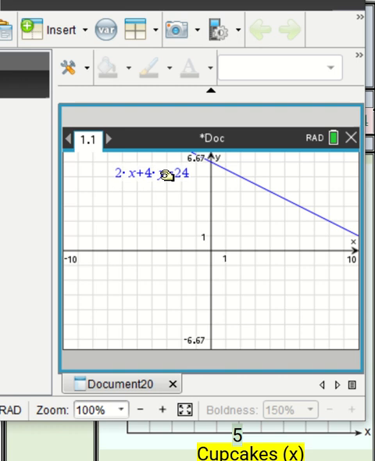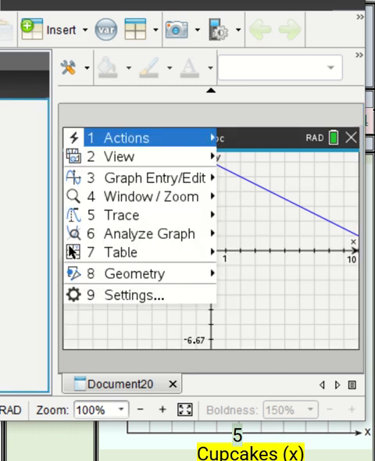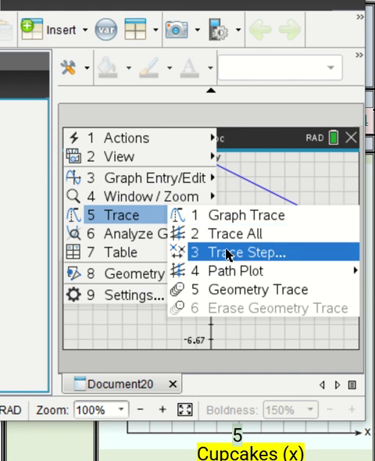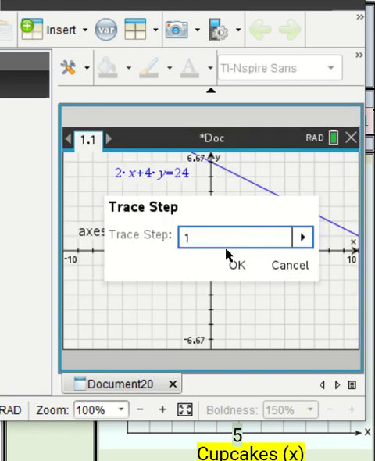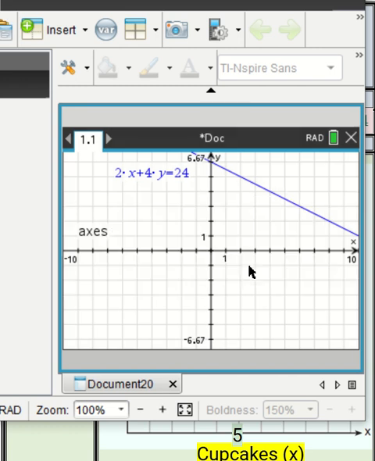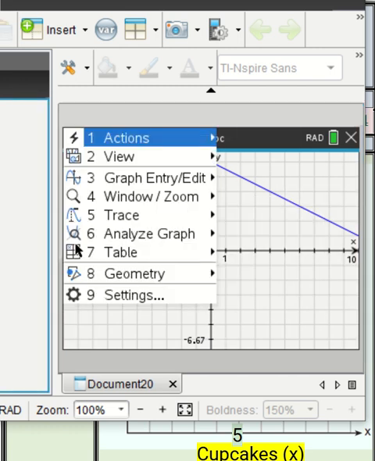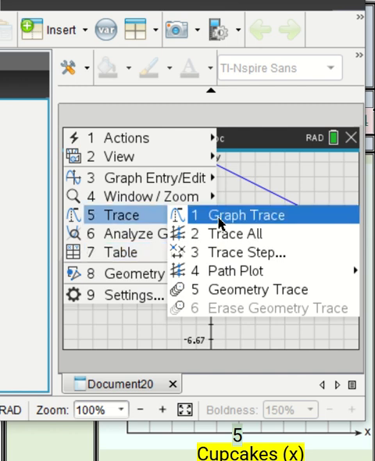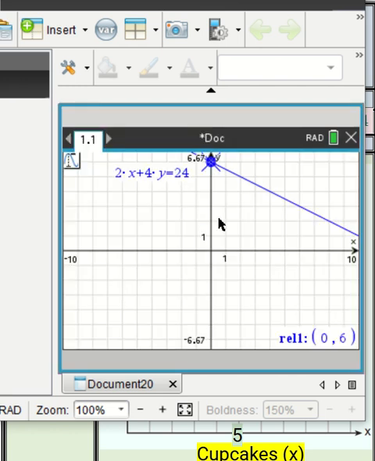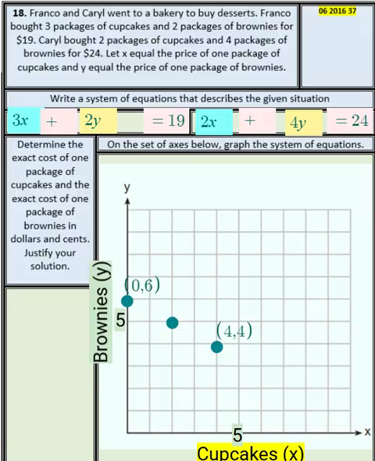Now, I'm going to go ahead and graph this line on my paper and then graph the other line. So menu 5, 3. I set my trace step to 1 and say OK. Now, when I do menu 5, 1, I can actually steal these points and put them right on my graph. So the very first point I have is 0, 6. From there, my next point is 2, 5. My next point is 4, 4.